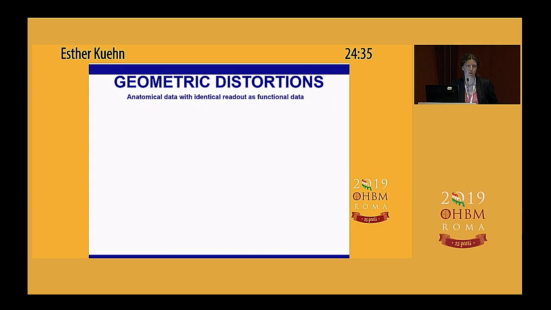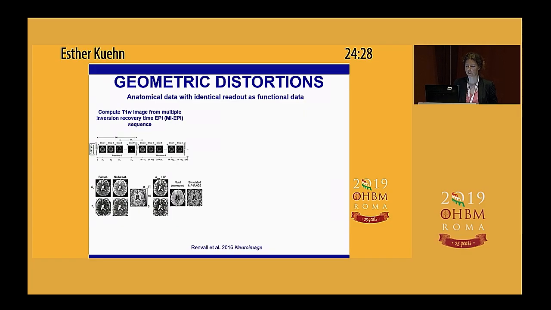Another possibility to handle geometric distortions is to use anatomical data with identical readout as functional data. It's a different approach. Rather than correcting the geometric distortions that you have in your image, the approach taken here is that you acquire an anatomical image that has the same distortions as your functional image, and then those two images are aligned and can be interpreted in the same space.